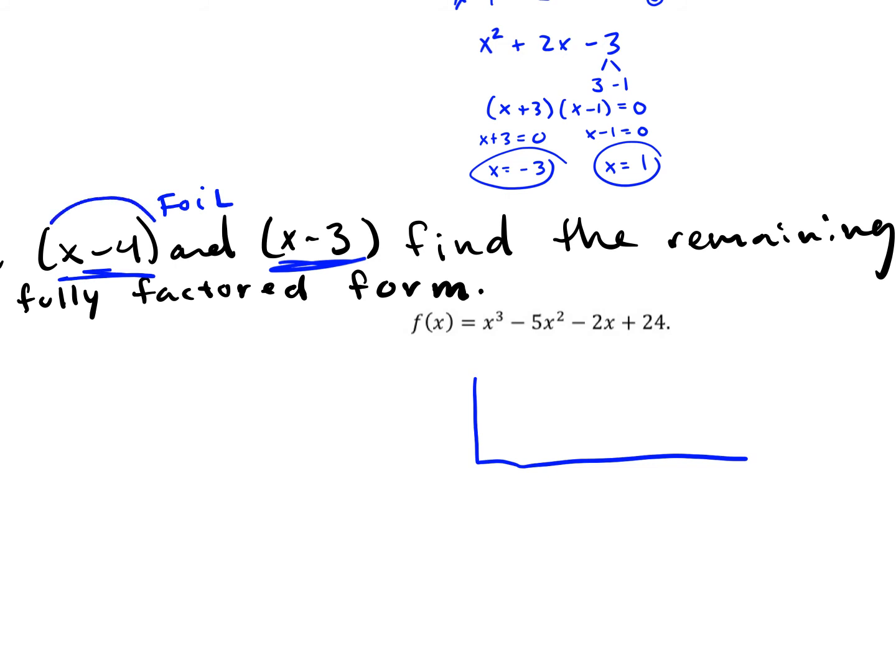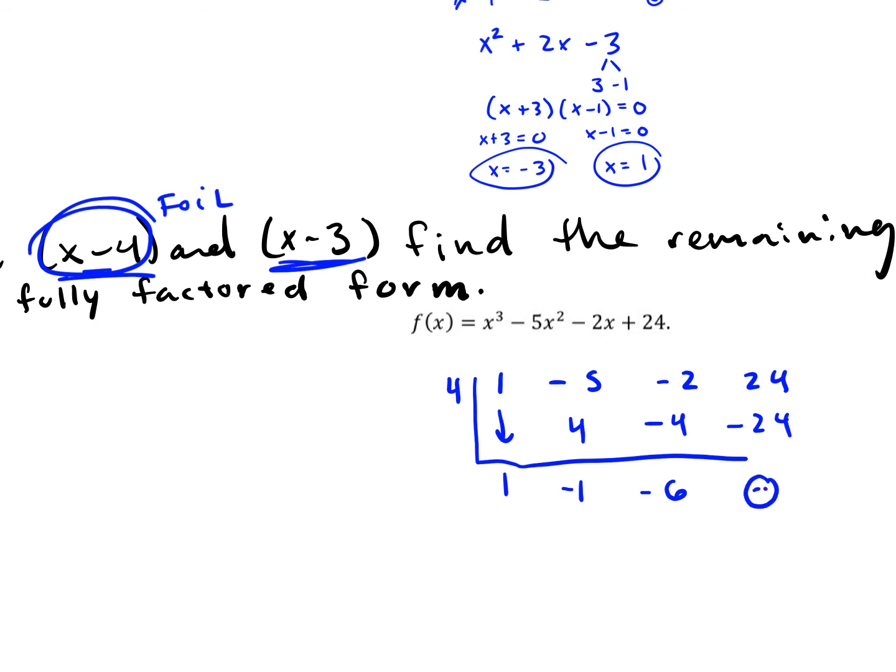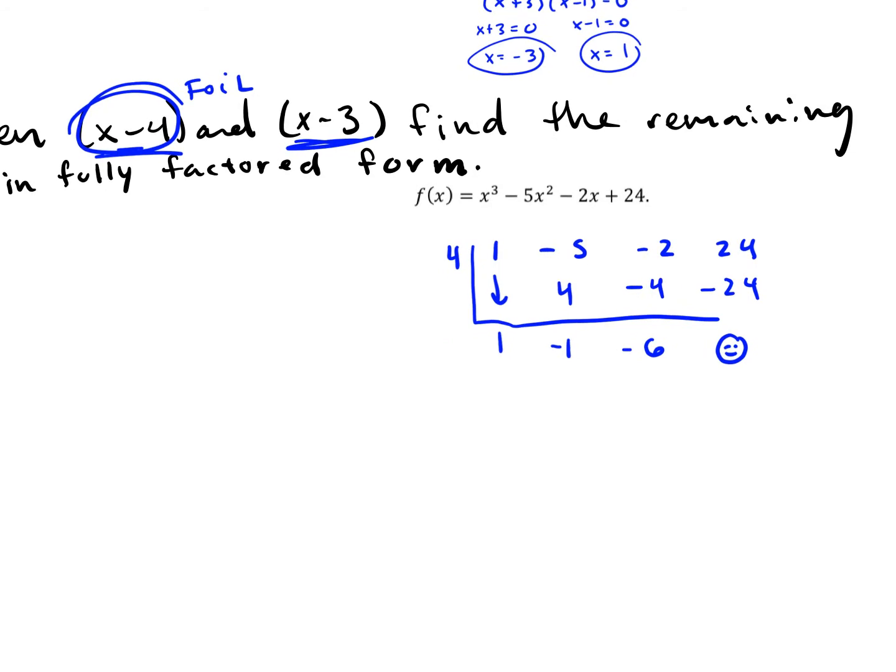So let's say I take x minus 4. What goes outside the box? +4. Awesome. Then inside I would have 1, -5, -2, and 24. Drop down the 1, multiply, add, multiply, add, multiply. I get 0, which was the goal, because I already knew that it was going to be a factor. So now I have x squared minus x minus 6.